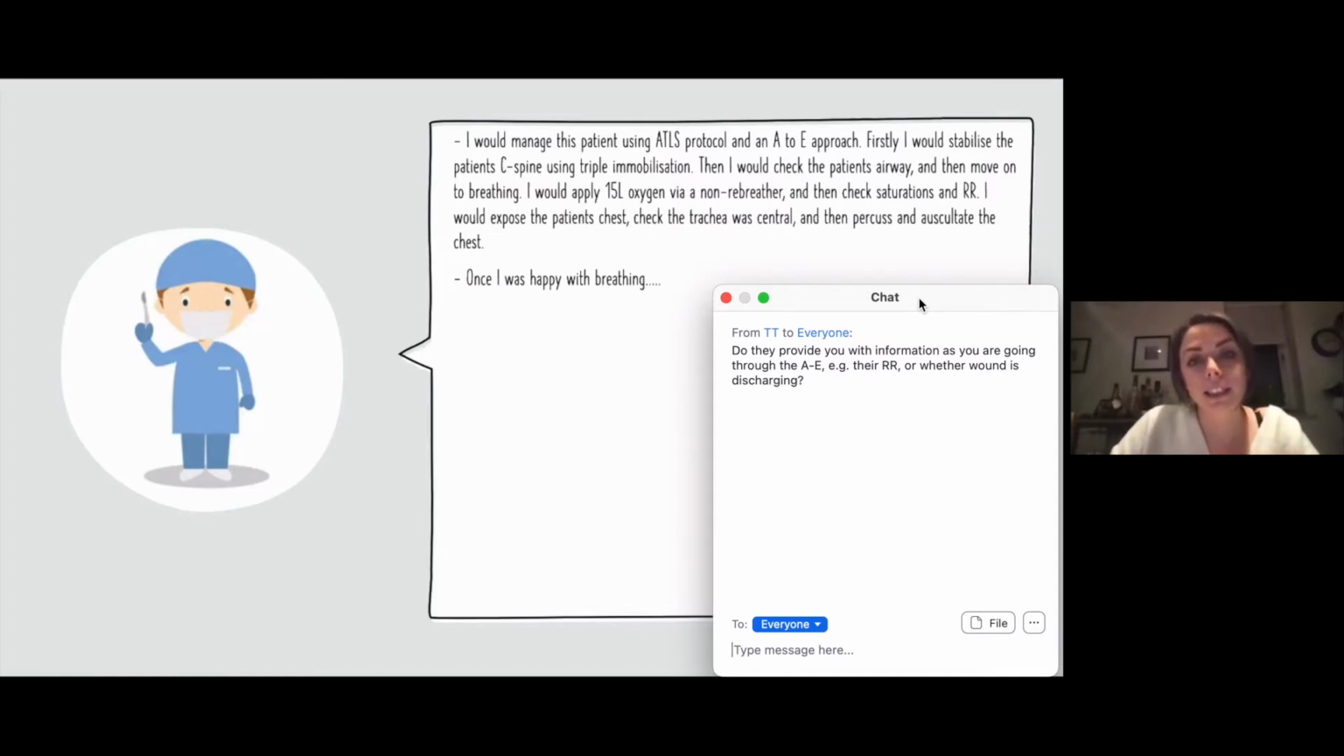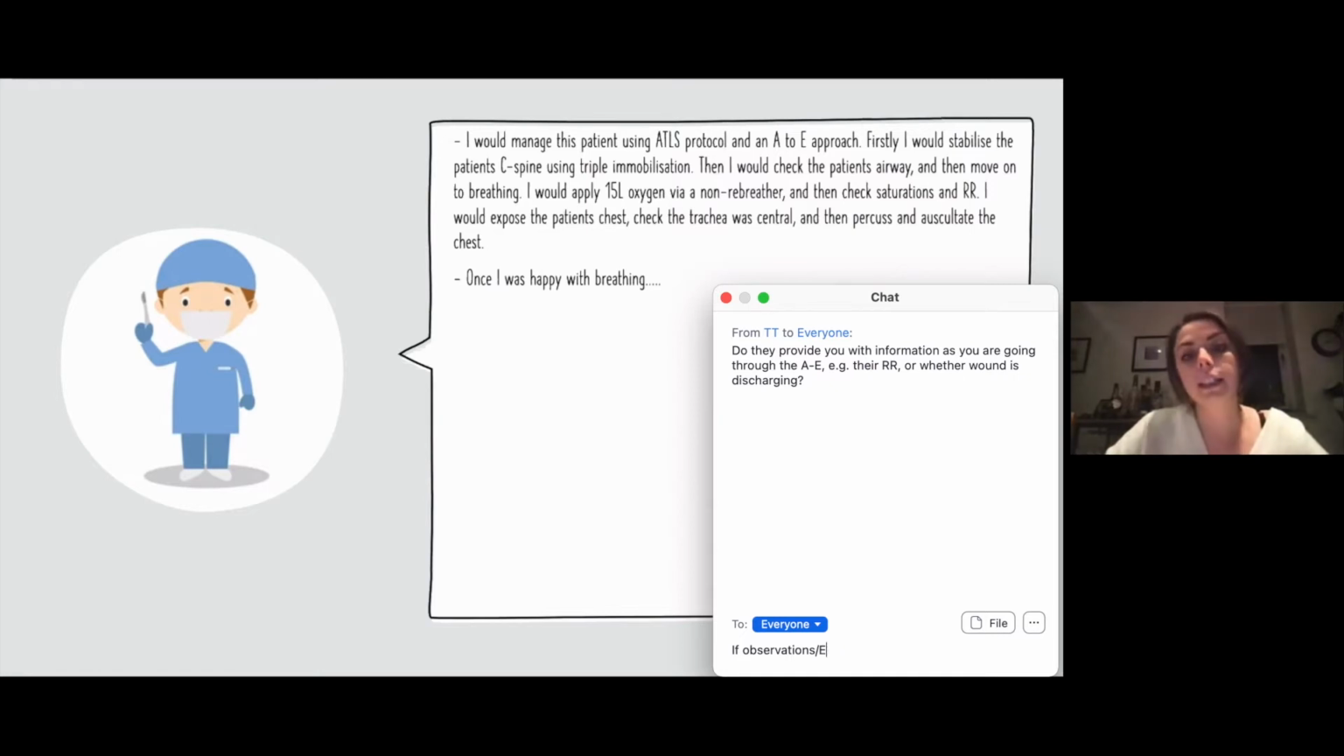I would apply 15 litres oxygen via a non-rebreather and then check saturations and respiratory rate. I would expose the patient's chest, check the trachea was central, and then percuss and auscultate the chest once I was happy with breathing. So at this point, they stopped me and started talking about the problems that I'd found on breathing.